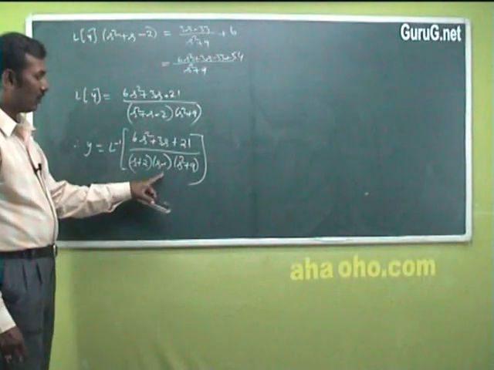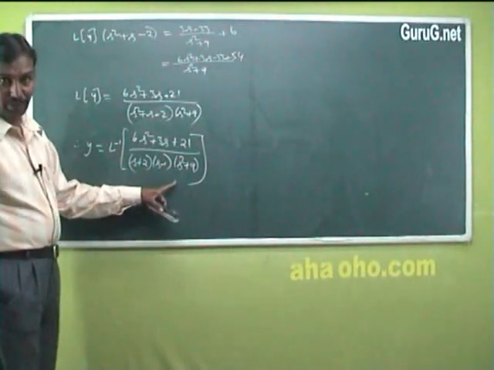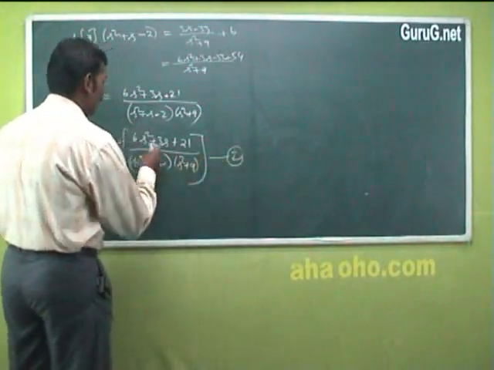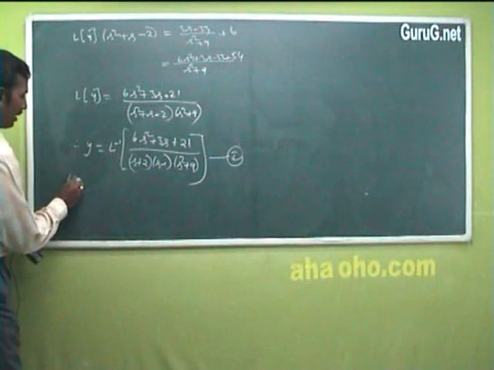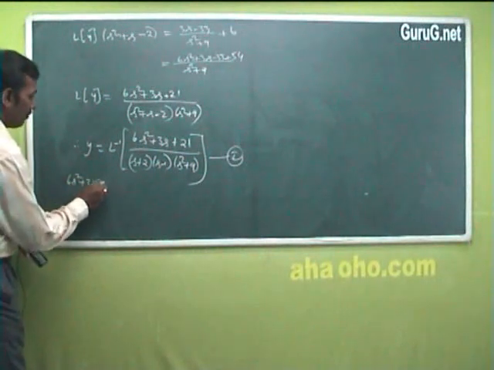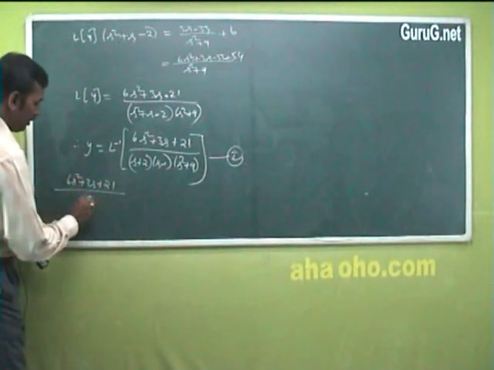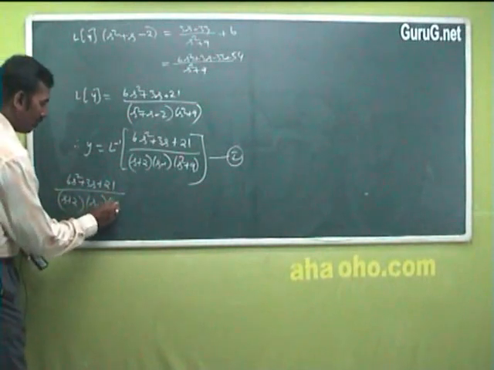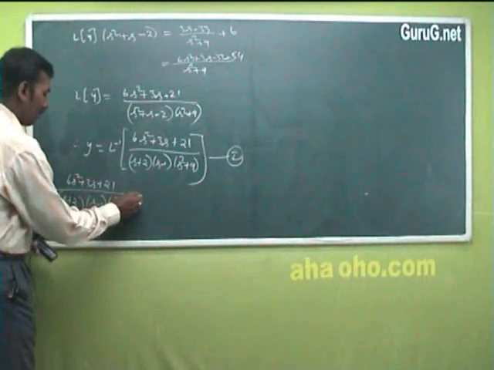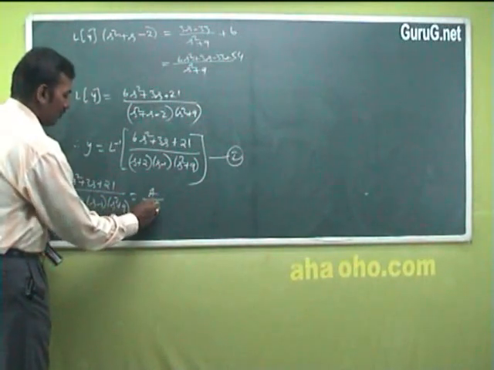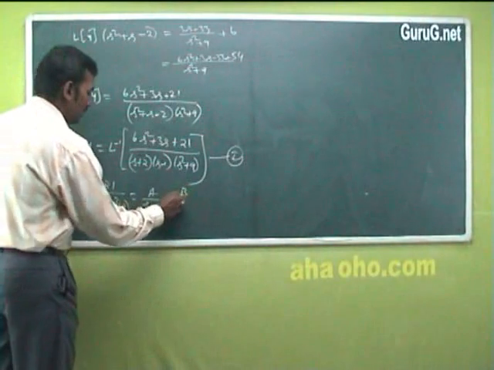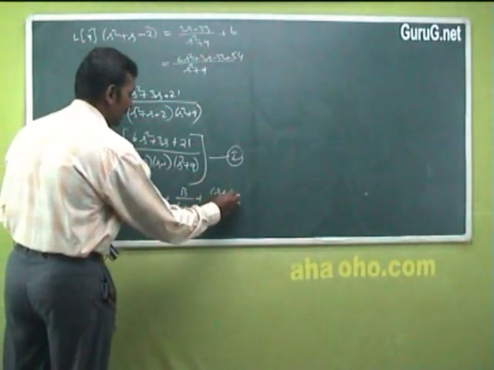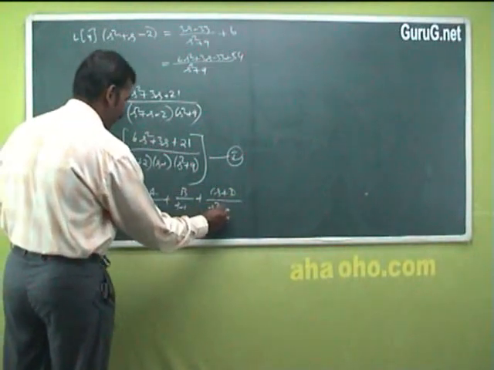How are we going to find the inverse of this? Apply the partial fraction method, so that it will be easy for us. So take this as equation 1. Now you take this. So 6s squared plus 3s plus 21 by s plus 2 into s minus 1 into s squared plus 9, which is equal to a by s plus 2 plus b by s minus 1 plus, since this is quadratic, what comes? cs plus d by s squared plus 9.